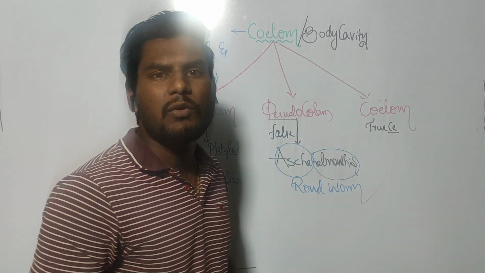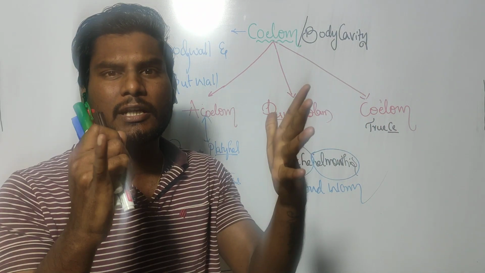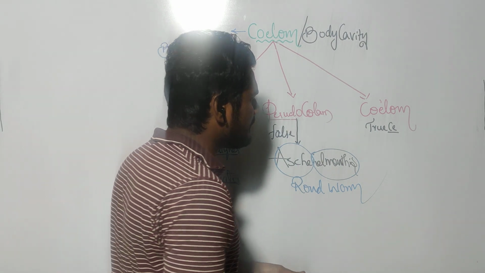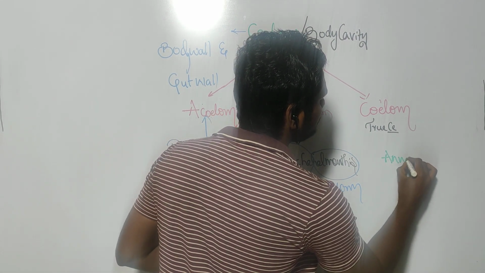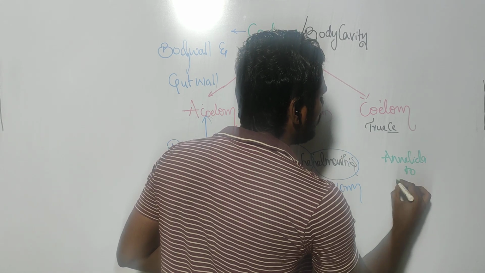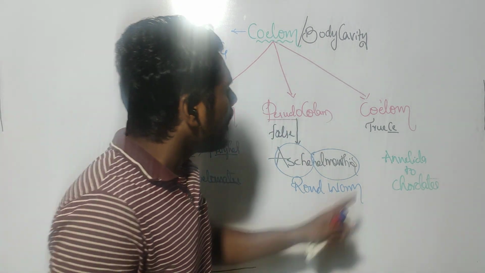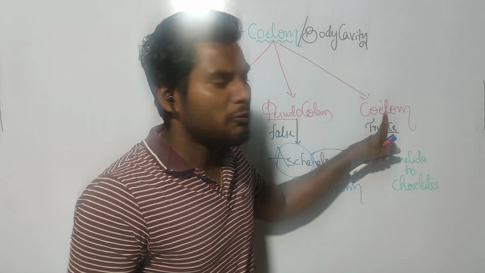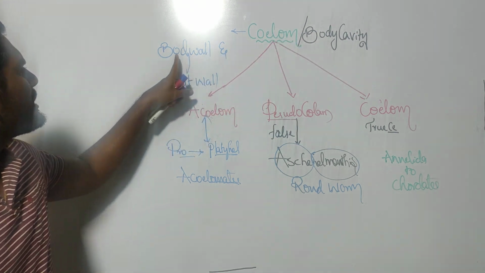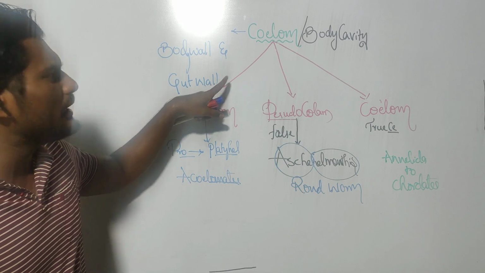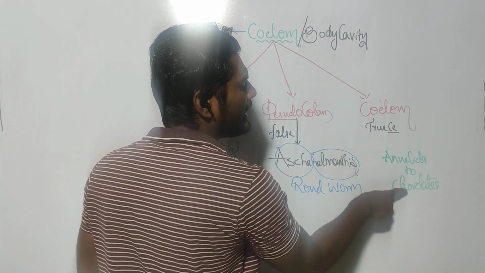Okay, after Aschelminthes, what is the phylum? Annelida. Annelida followed by Arthropoda, Mollusca, Echinodermata, Hemichordata, Chordata. So these 6 phyla are showing the coelom, from Annelida up to Chordates. From Annelida up to Chordates, all of them have a body cavity. What is a body cavity? A presence of empty space between the body wall and the gut wall is called coelom, which is also called body cavity. Such a body cavity is seen in Annelida to Chordates.